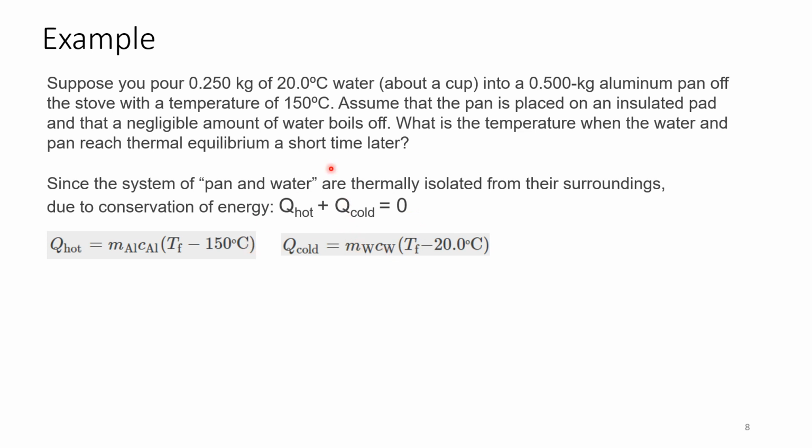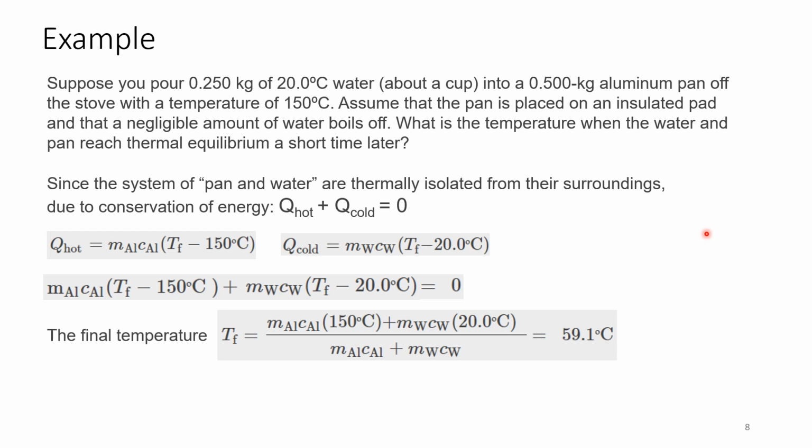Combining these few equations, we have the Q hot part plus the Q cold part equals 0. And we can solve for the final temperature TF. We have this expression, and we plug in all the numbers. We get 59.1 degrees Celsius. So that's the final temperature of the pan and the water.